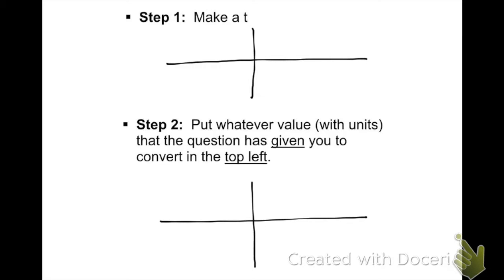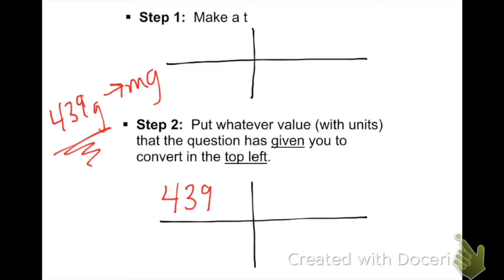So our question said we have to convert 439 grams to milligrams. So our question gave us 439 grams. So that's what we're going to put in the top left. We're going to leave this bottom part blank. That's only there for dealing with, say, grams per milliliter or something, units for density, or something of that nature, velocity, anything like that. So step 1, make a T. Step 2, put whatever the question has given you and the units in the top left quadrant of our T-chart.